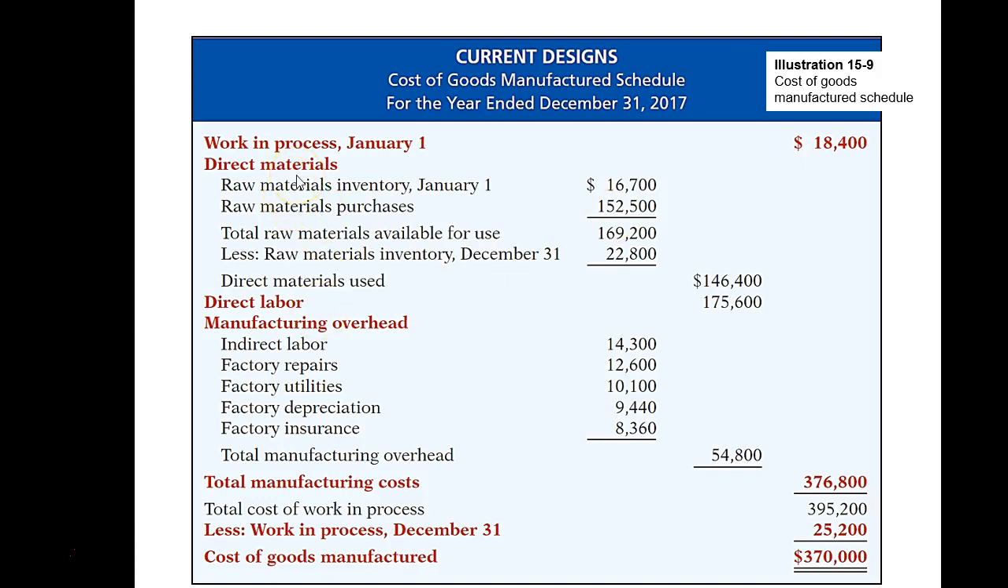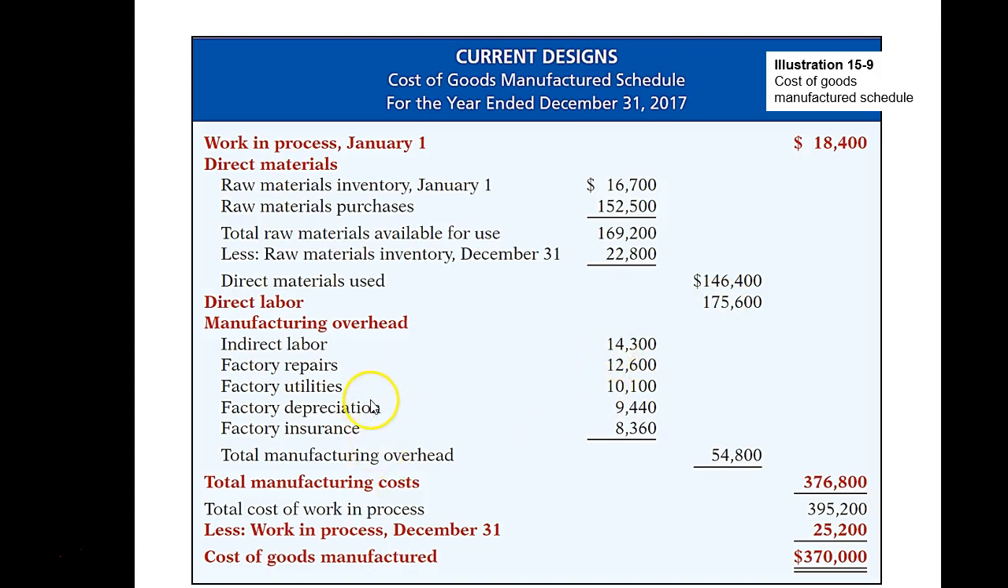To determine the amount of direct material that we're going to assign, direct material used, we'll look at the raw materials at the beginning of the year, plus any purchases we made in the course of the year. You're going to add those amounts together, then subtract out what you have remaining. So this is showing what was available. This is showing what we have remaining, which means that we used this amount, $146,400.